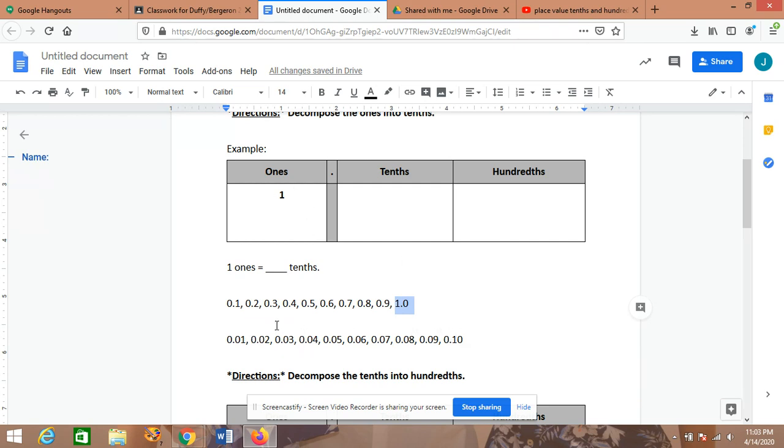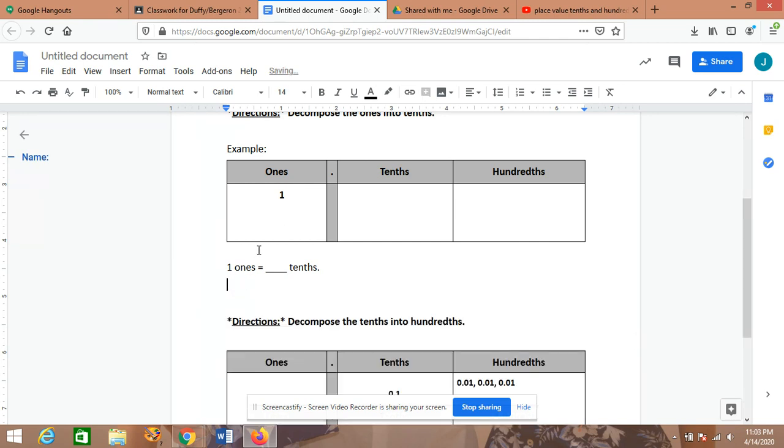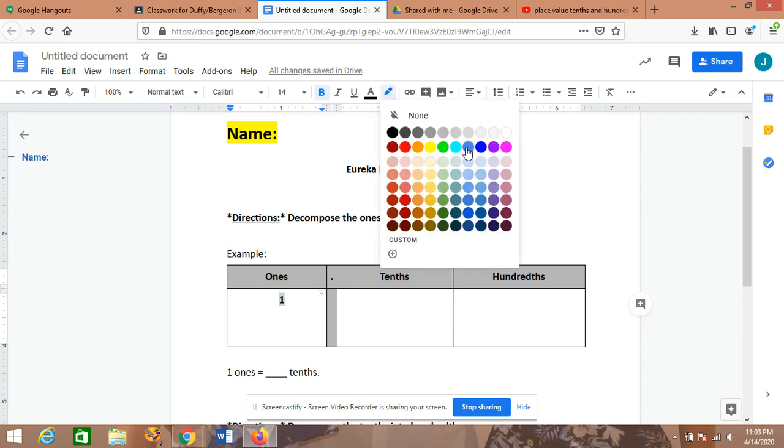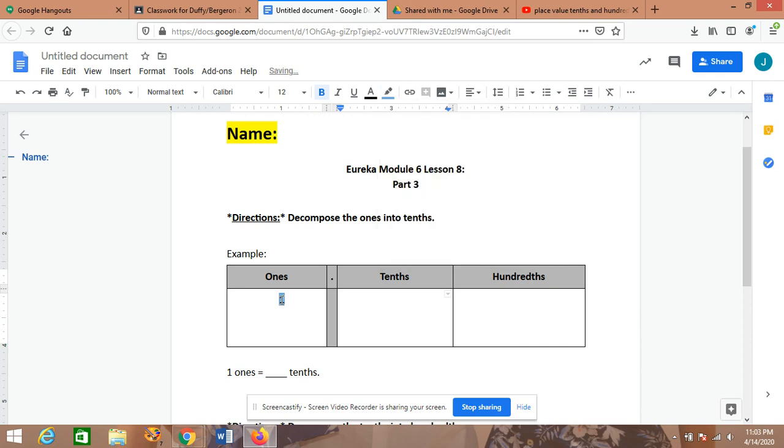Whenever you add 10 of whatever value you're working with, you make one of the next place value. So that's why when we decompose them, or break them up, this 1 will become 10 tenths. How many tenths are in this 1? That's what we're asking. So let's highlight it just to show that it's the one we're decomposing. And then when we write those tenths, we want them to be the same color, so I know it belongs with that 1. So now we make 10 tenths. I got 1 there, 2, 3, 4, 5, 6, 7, 8, 9, 10. 10 tenths.